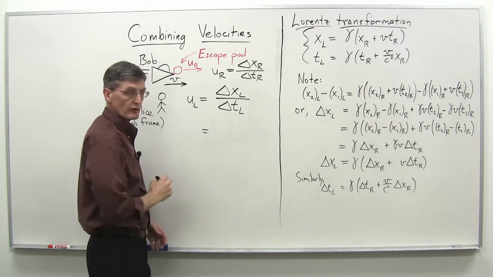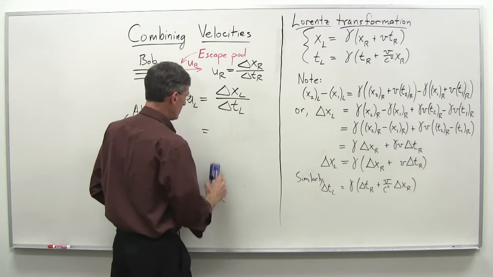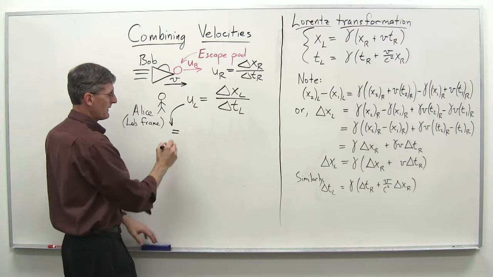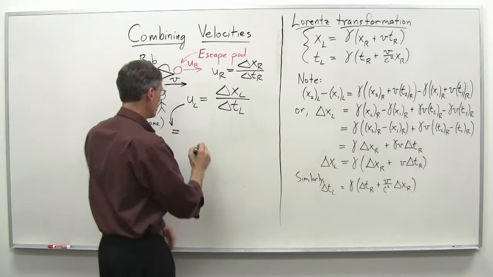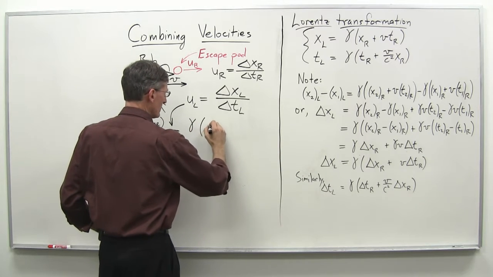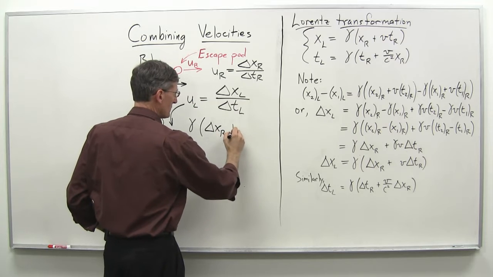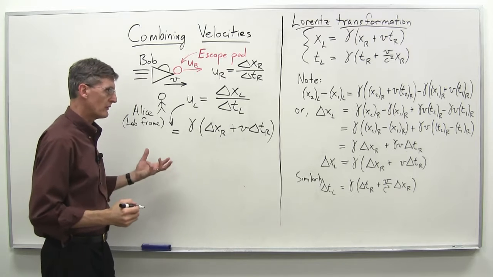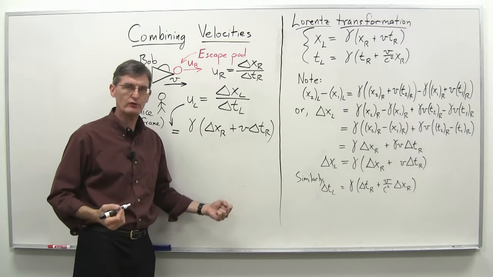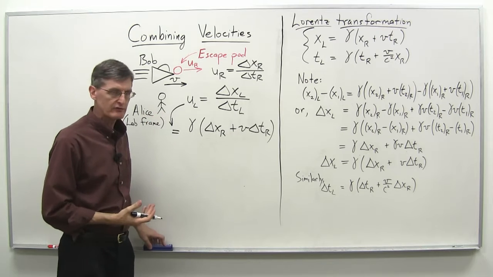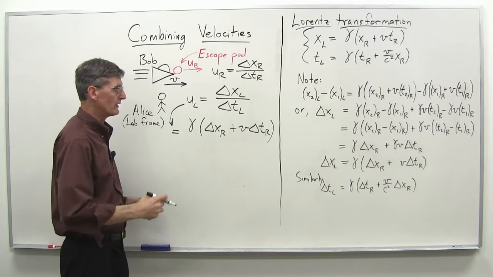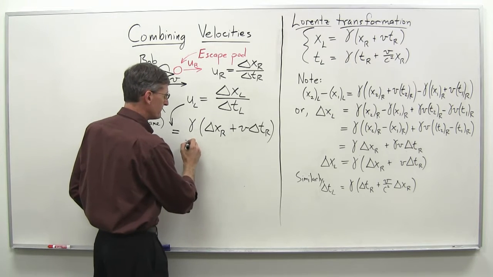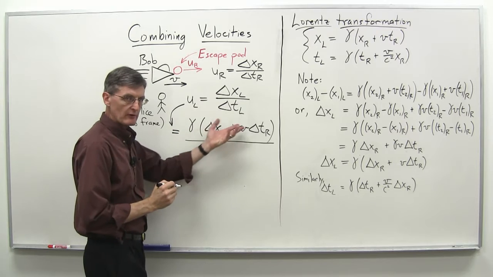So using our results from over here, and let's give us a little more room here, we'll say u sub L equals, here's delta x sub L, so we write gamma times delta x sub r plus v delta t sub r. And this, by the way, is one of the examples where the Lorentz transformation is very useful, why we spent the time to actually derive it, see where it comes from. So it's not just a magic formula or anything like that. So that's delta x sub L in terms of delta x sub r, delta t sub r.